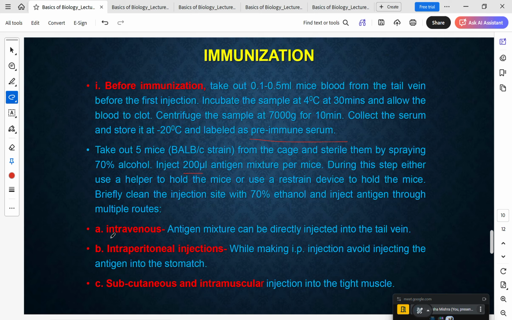The injection can be intravenous, wherein it's injected directly into the tail vein. It can be intraperitoneal, where it is injected into the peritoneal region, but care should be taken that it does not go into the stomach. In that case it won't produce any antibody, it will just get digested and excreted out. It can be subcutaneous or intramuscular, wherein in case of mice it happens in the flank region just above the leg of the mouse.